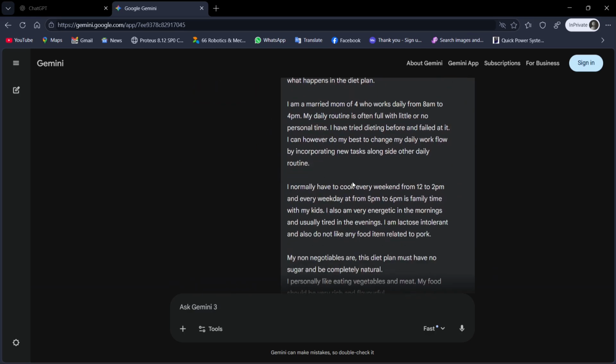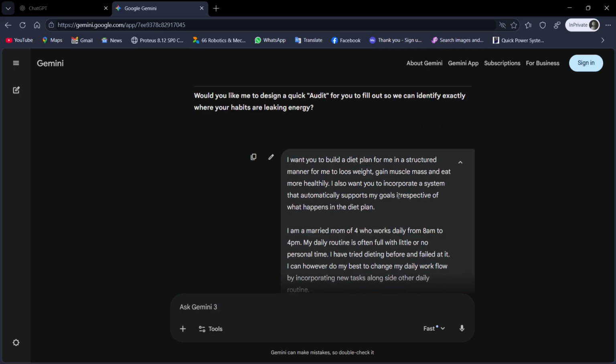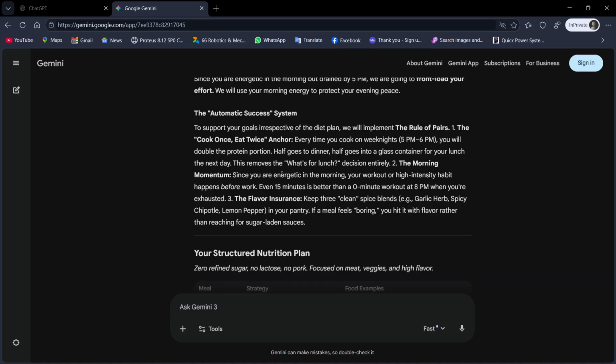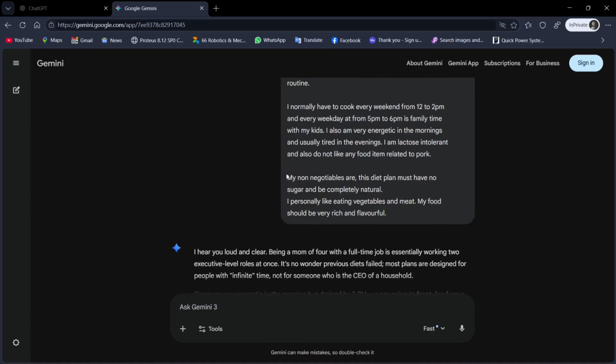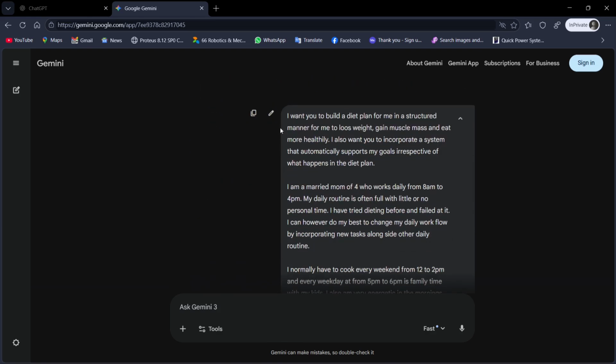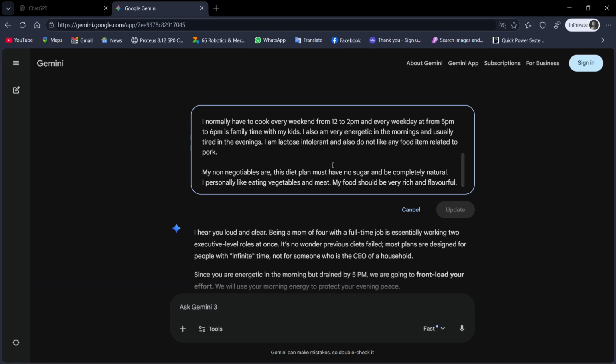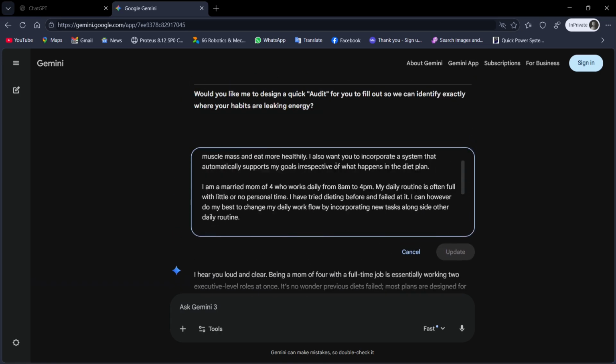I normally have to cook every weekend from 12 to 2 p.m. and every weekday from 5 to 6 p.m. is family time. So I'm just going to do a little bit of editing because it seems the AI chatbot has not understood that particular clause. Where is it again?